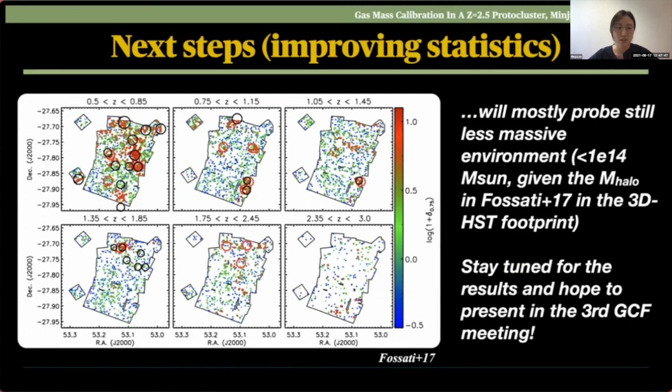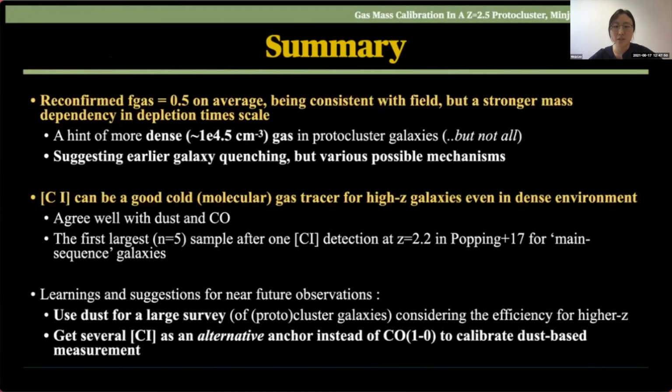So this is my summary. We confirmed the gas fraction of 1.5 on average, being consistent with the field, but a stronger mass dependency in depletion timescale, which may be relevant to earlier quenching in this environment. But there are many possible mechanisms that we can consider. So more data in different environments may still be needed. And I also wanted to argue that [CI] can be a good cold gas tracer for high-redshift galaxies, even in dense environments. So please consider it if you want to propose for ALMA, for example.